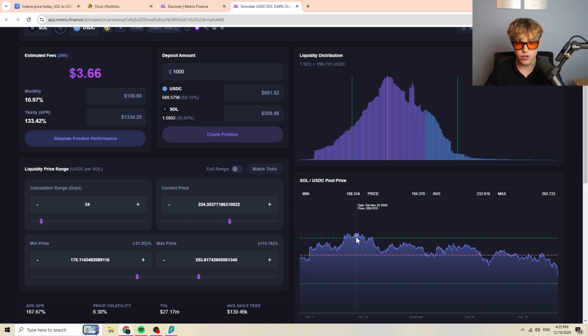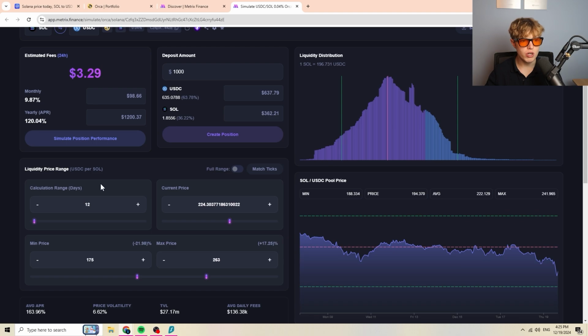Now you can see here on the 23rd, obviously the price of Solana was over 253. So I'm thinking maybe to be a bit more safe, I want to raise my range, even though I'd lose a bit of APR. Let's raise it right above here. Now we're looking at about 175 for min price to 263.